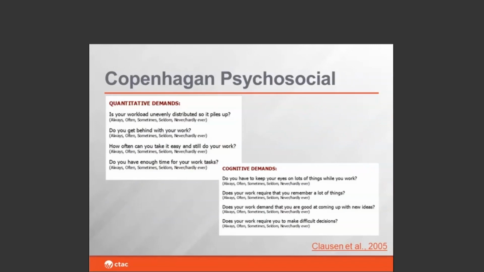So, for example, some questions ask about quantitative or cognitive demands, such as whether your workload is unevenly distributed or if you have to remember a lot of things to do your job well. Some of these aspects can also be useful to consider in defining job roles as well. So when you have an individual who's in a particular role and answering these questions, that can provide some clarity in terms of what areas are more or less demanding, or what kinds of demands they're being asked to do this work.